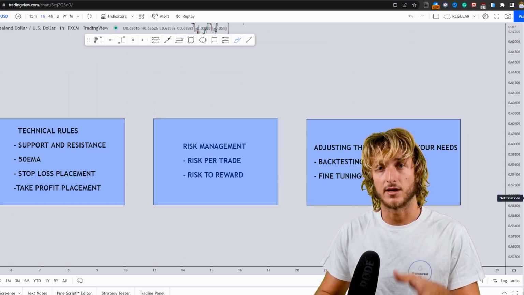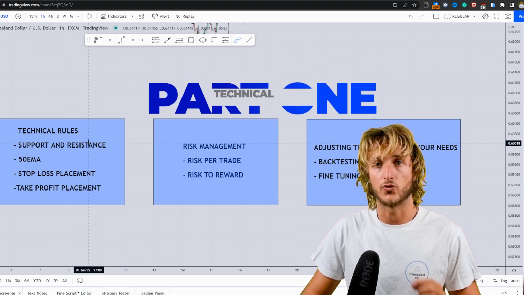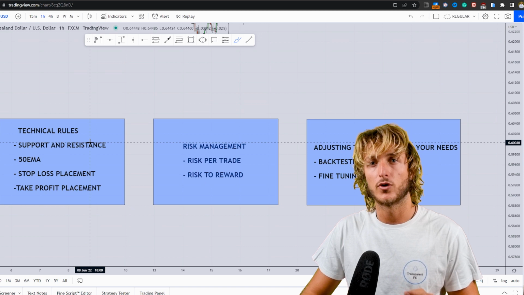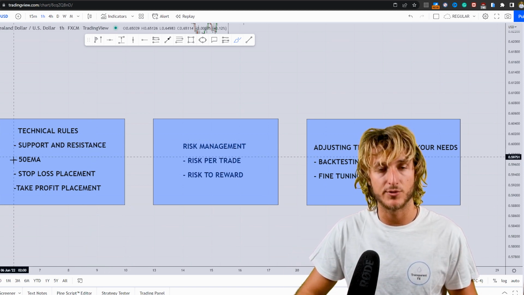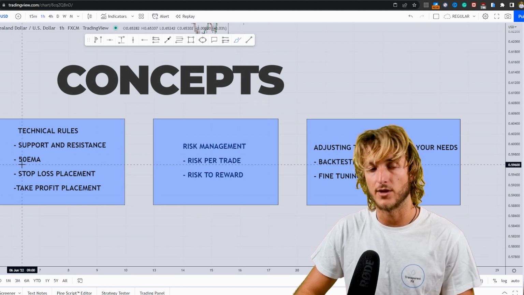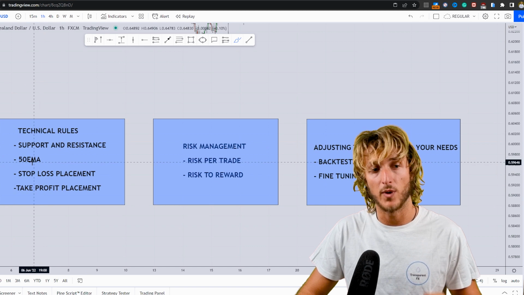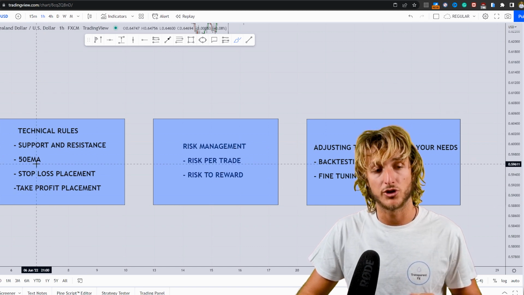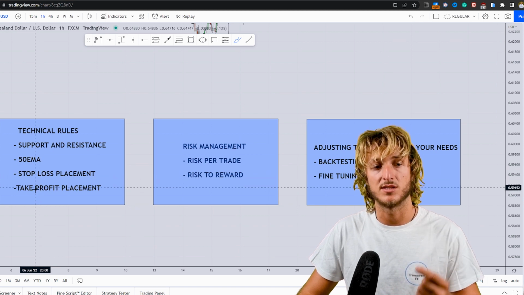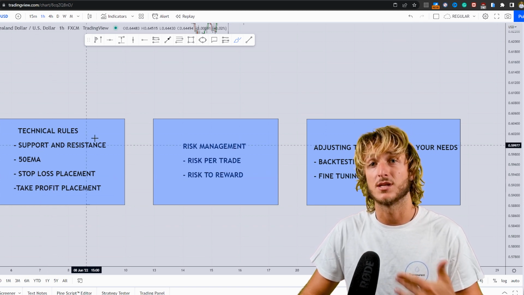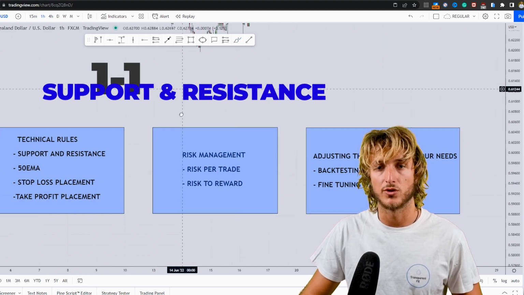Okay, so let's start from the first block, which is obviously the technical rules of the strategy. Now, before we put together all the rules, I first want to clarify the concepts so that we are all on the same page. In fact, I want to quickly define support and resistance in the proper way, how to drop on the chart the 50 EMA, and how we will be looking for stop loss placements and take profit placements according to the rules of this strategy. First of all, support and resistance.